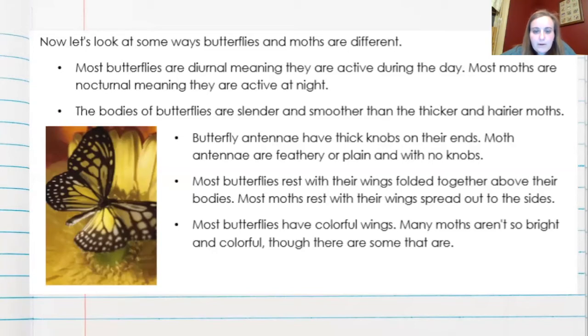Most butterflies rest with their wings folded together above their bodies. Most moths rest with their wings spread out to the sides. Most butterflies have colorful wings. Many moths aren't so bright and colorful, though there are some that are.